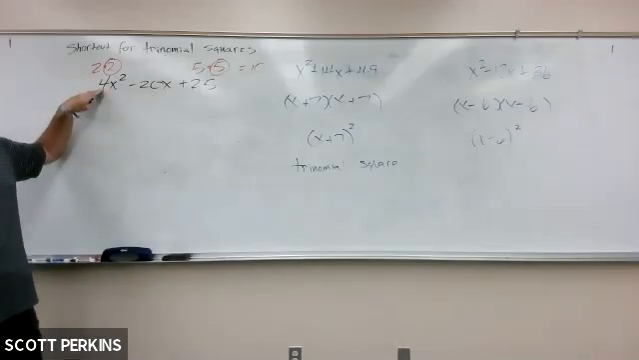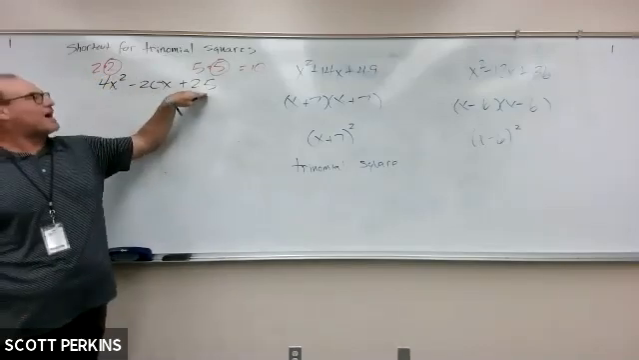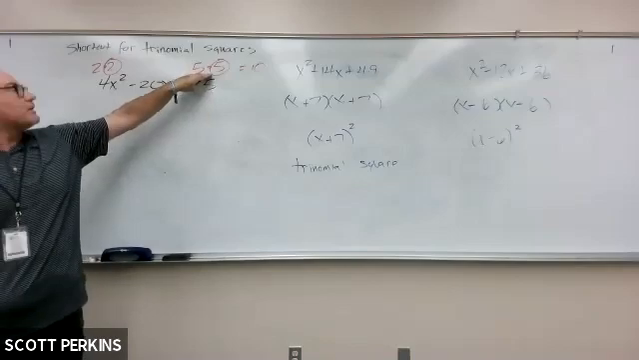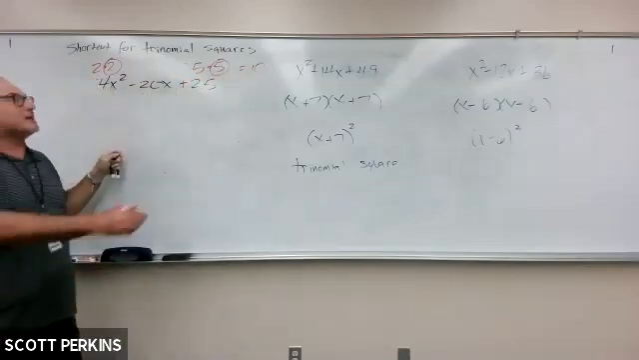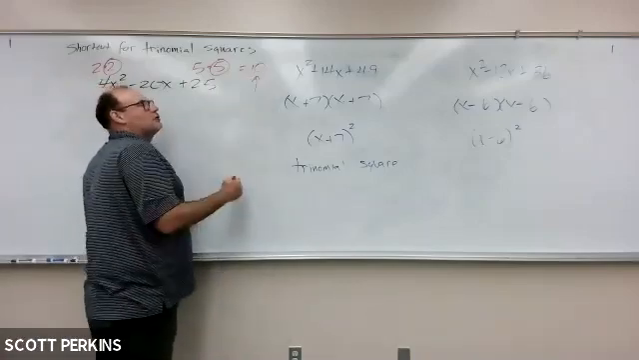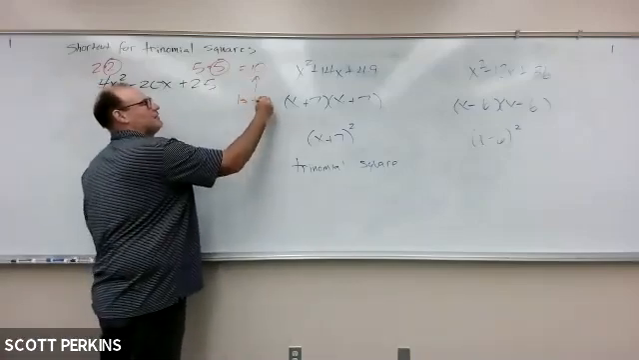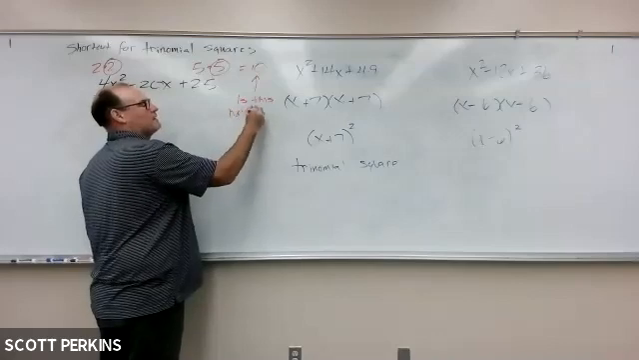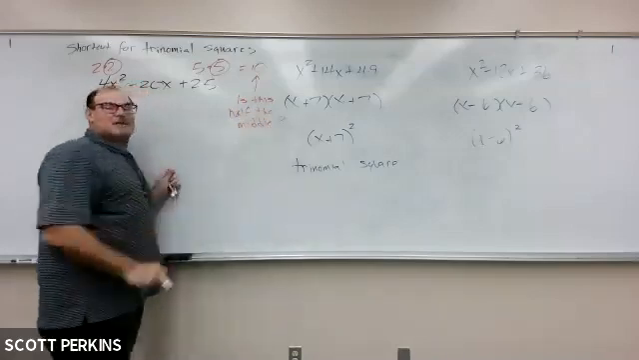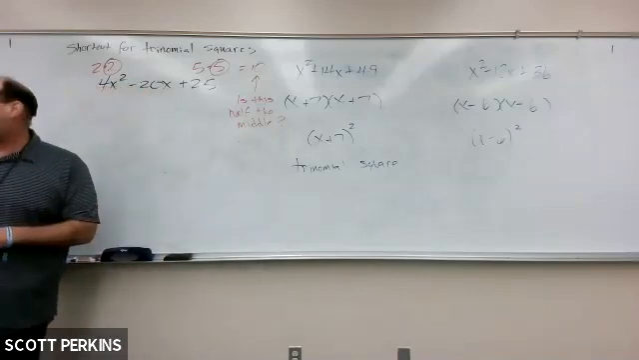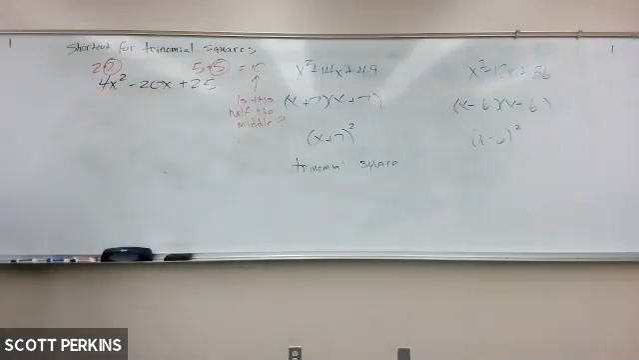So 4 was 2 times 2, 25 was 5 times 5. So 2 times 5 gave me 10. 10 is half of the middle. So I'm just going to make a little note for you. Is this half the middle? If it is, you've got yourself a trinomial square. If it's not, you've got an imposter that you have to factor some other way.